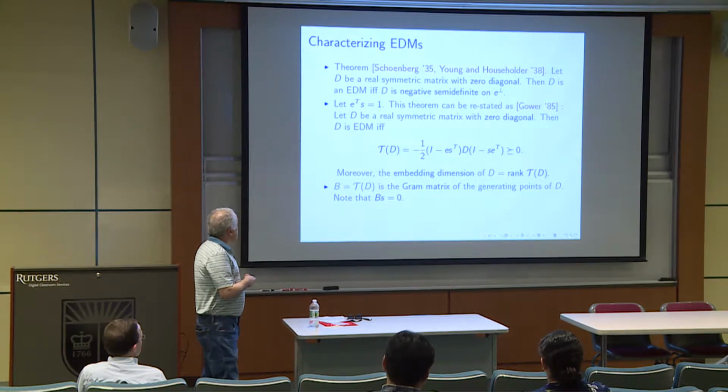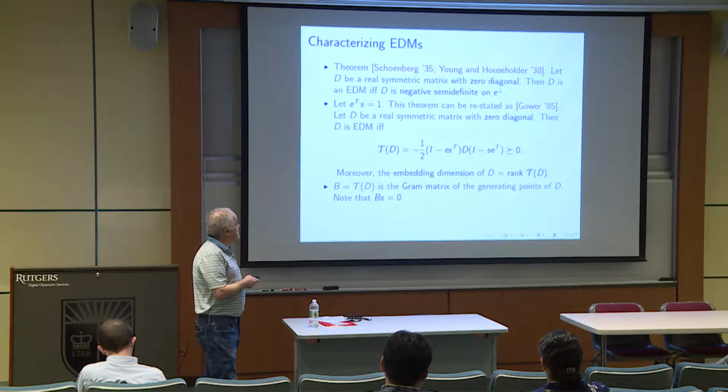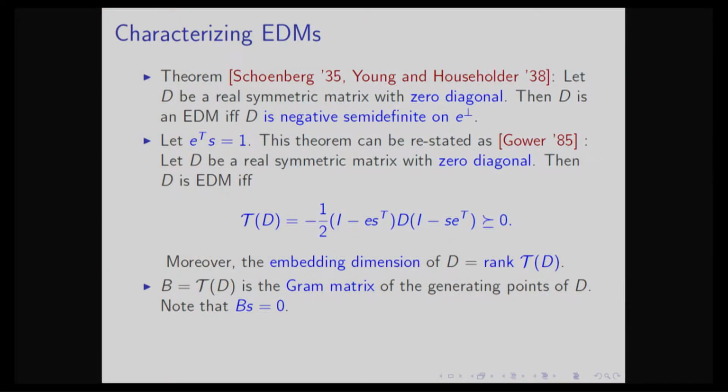Now, this matrix is the gram matrix of the generating points of D. So the gram matrix is given by this operator. Notice that BS equals 0 because of this matrix here. So here we are fixing the origin so that the gram matrix satisfies BS equals 0. Notice that gram matrices are invariant under orthogonal transformations, but they're not invariant under translations. So to fix a particular gram matrix, you have to impose a condition like that. Here, the condition BS equals 0 comes from this matrix.